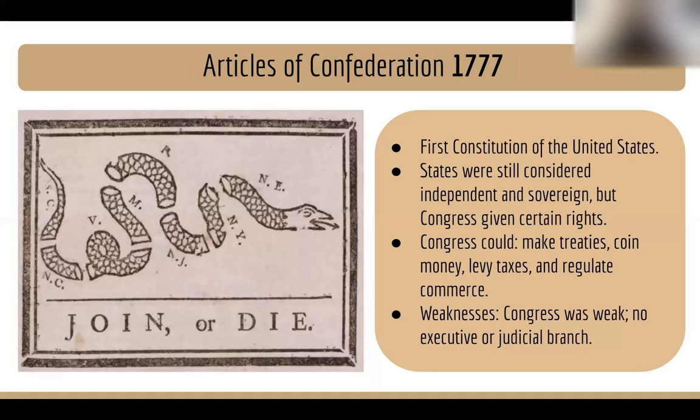And so within the Articles, it states that the states are considered independent and sovereign, but that Congress will be given certain rights, right? And so Congress is that central authoritative government figure that the Articles of Confederation creates. And Congress could essentially make treaties, coin money, levy taxes, and regulate commerce. But a weakness of the Articles was that Congress was weak, right? This body couldn't really do much. And aside from that, there was no executive or judicial branch.